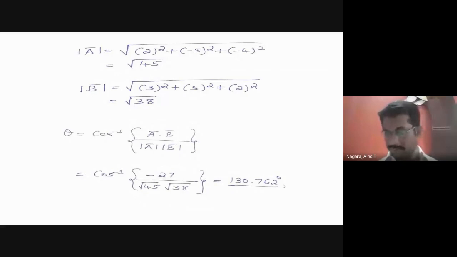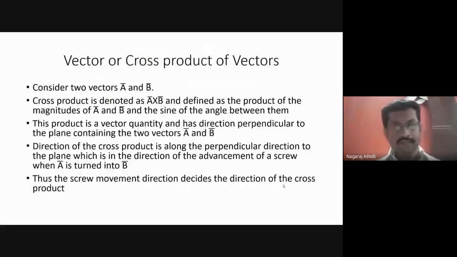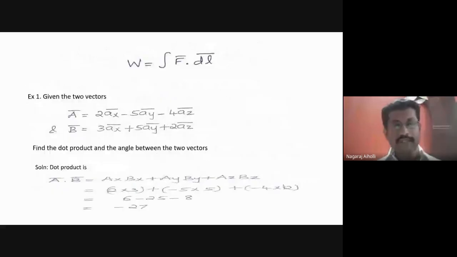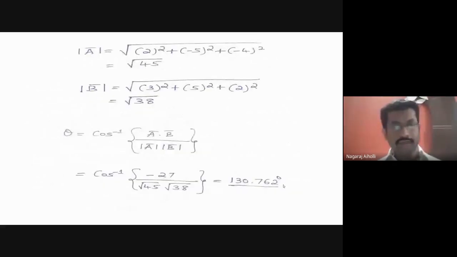Fine. This is how we have to find the dot product of two vectors and the angle between the two vectors based on the formula. First, find A bar dot B bar. Then magnitude of A bar, magnitude of B bar, and theta will be cos inverse of A vector dot B vector divided by magnitude of A vector into magnitude of B vector.